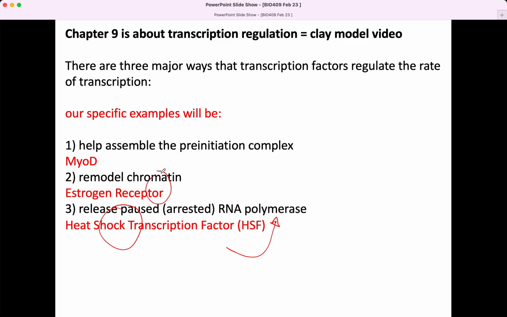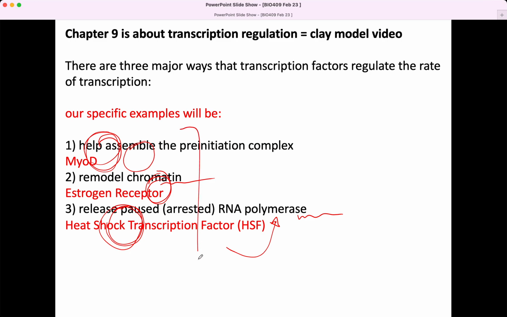And with these other examples as well, there are hundreds of transcription factors that help assemble the pre-initiation complex. MyoD is one of them. There are hundreds of transcription factors that remodel chromatin. Estrogen receptor is one of them. There are hundreds of transcription factors that release unarrested polymerase. Heat shock transcription factor is one of them.